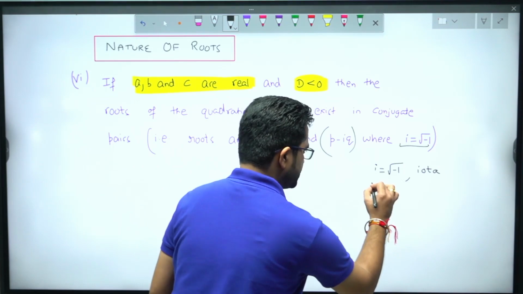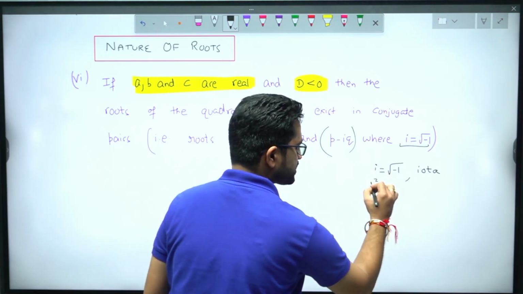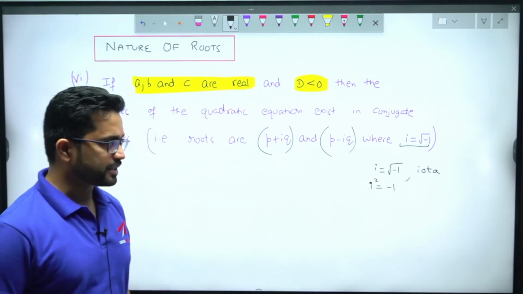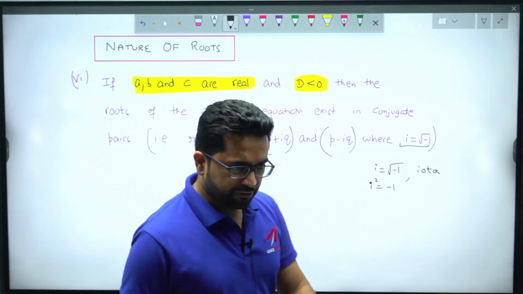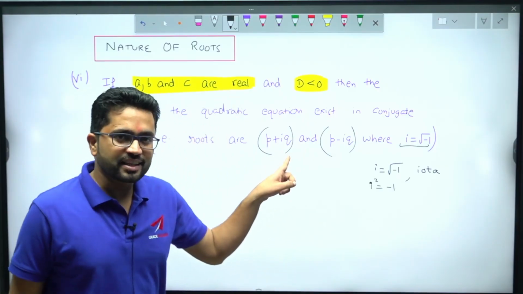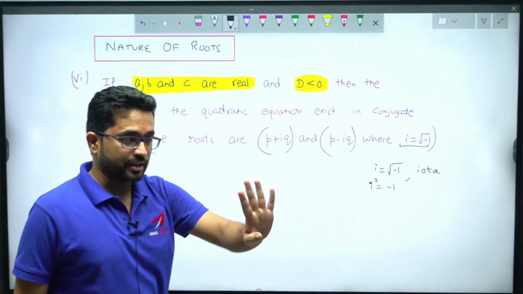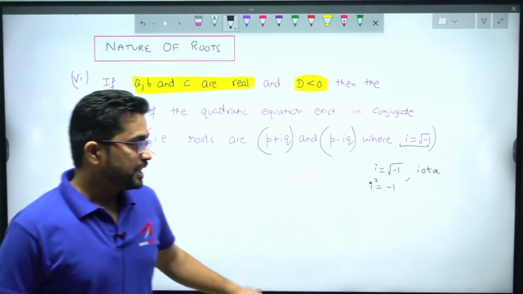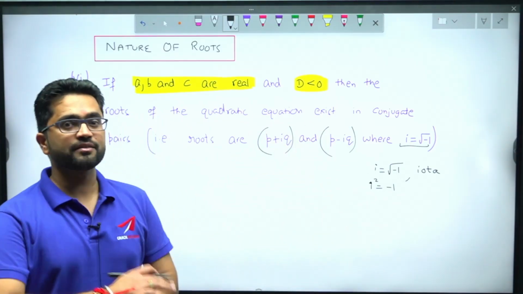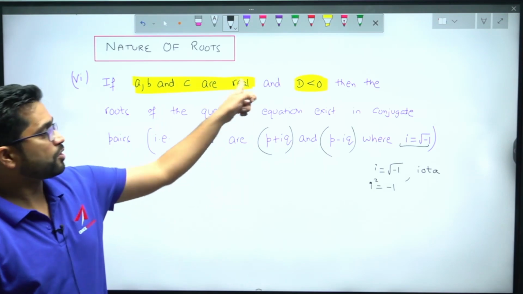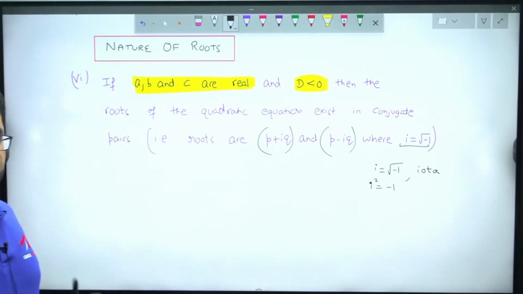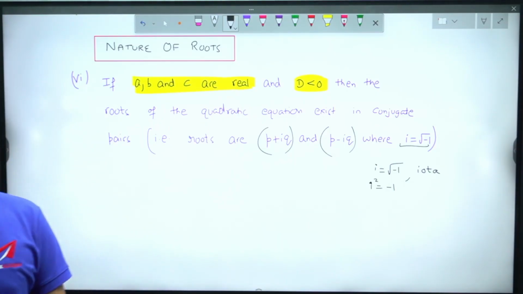Now, if I say what is iota? Iota is under root of minus 1. What about iota square? It is minus 1. Now, they are simply saying if one root is of the type p plus iota q, then the other one would be p minus iota q, provided the coefficients are real. Please make a note of this. Then I'll tell you what this i is and how we will use it, with one example. Hurry up, please make a note.